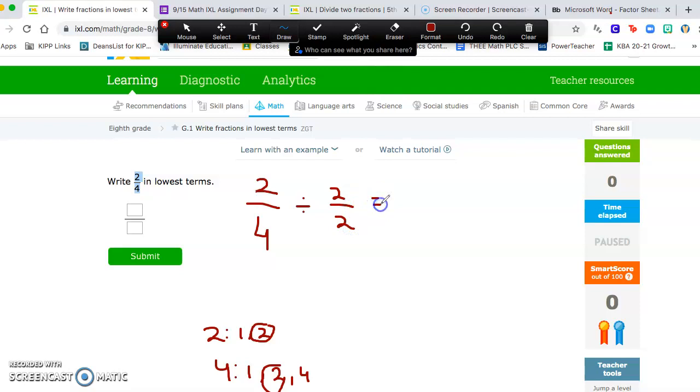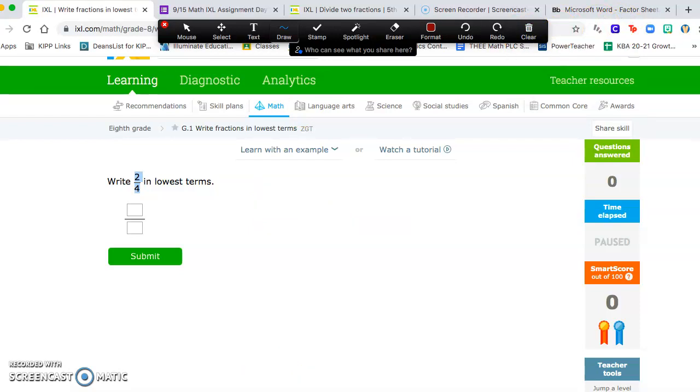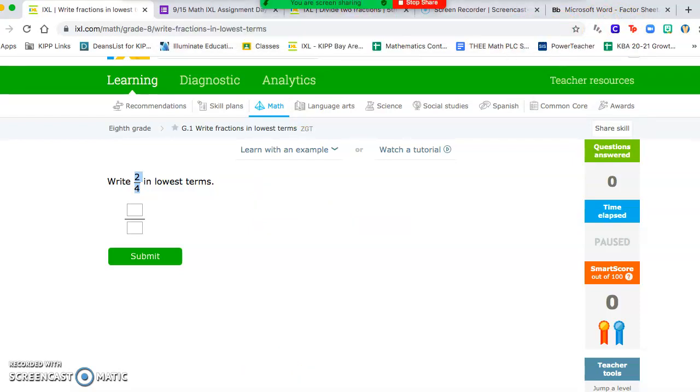So here, now we divide across here. 2 divided by 2 is 1, and 4 divided by 2 is 2. And so the fraction in its lowest term would be 1/2. So here you would write 1/2.